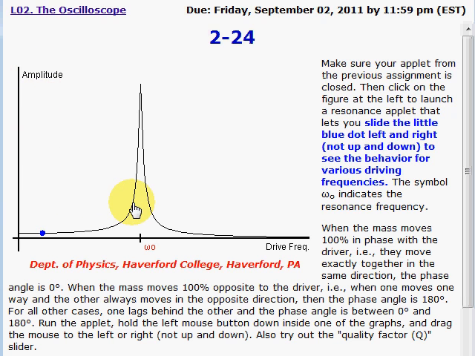Just take your shoe, if you have a shoelace, and play with this. If you shake the shoe back and forth at a low frequency, the shoe won't do much. If you go to very high frequency, the shoe will be confused and just not move at all. And if you shake the shoe just right, you'll get a maximum response.